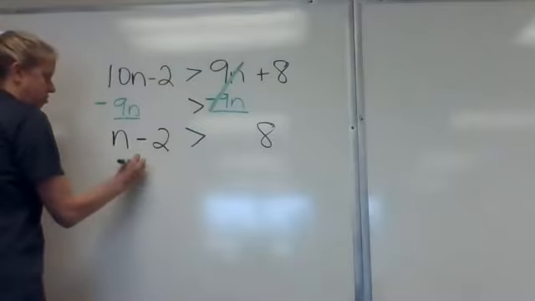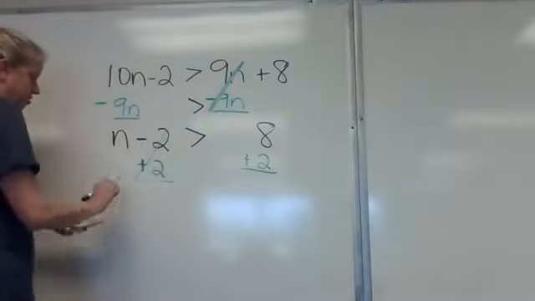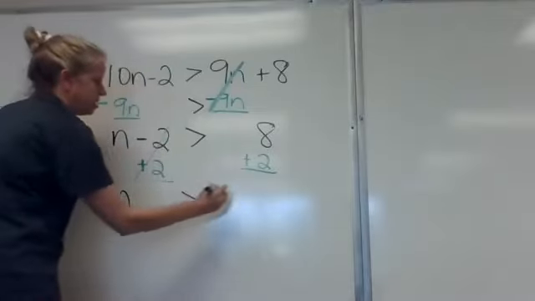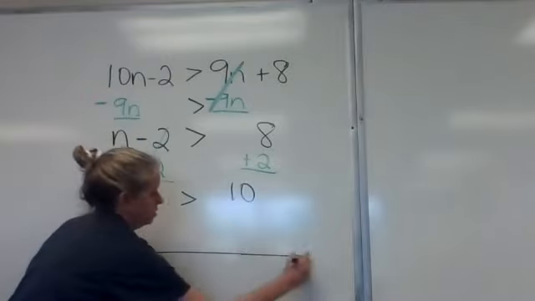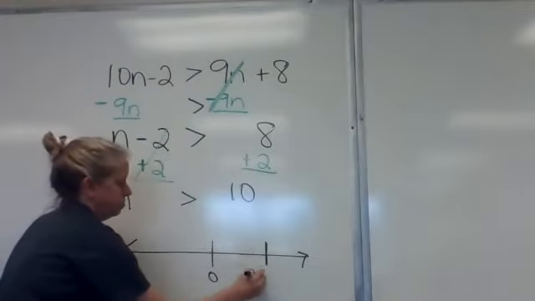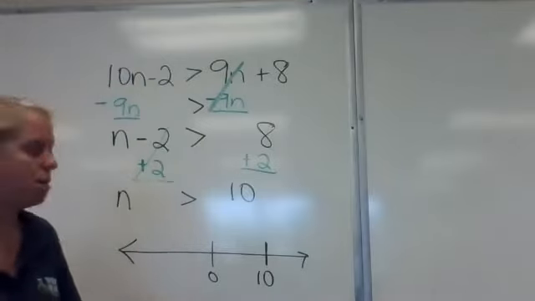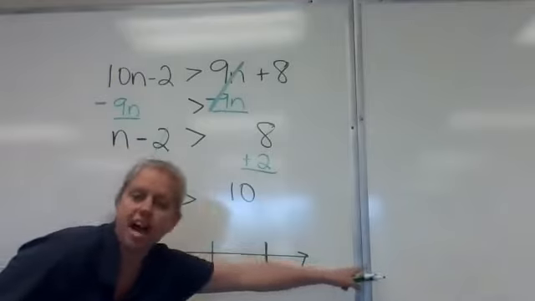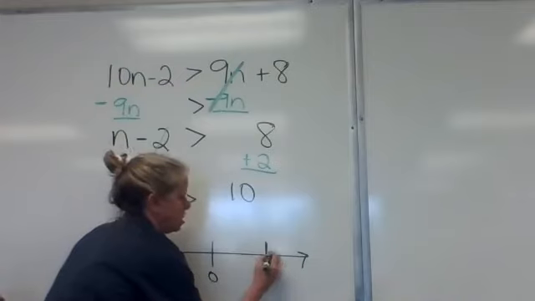Get rid of the minus 2 with a plus 2. So now I have n is greater than 10. So let's see what that looks like on the number line. So there's my 0. There's my 10. Where are the numbers bigger than 10? That way, right? These go bigger going to the right, which means my arrow is going to go to the right.